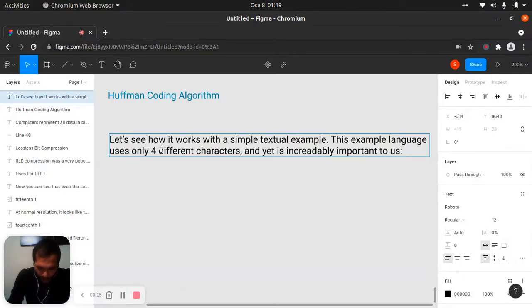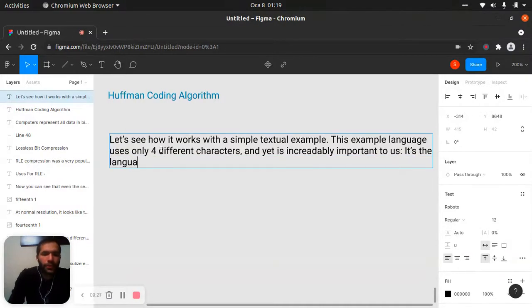So I'm saying here, it's the language used to represent DNA, you know, right? Adenine, guanine, cytosine, thymine. I don't know how to explain it. Anyway, let's come with me.